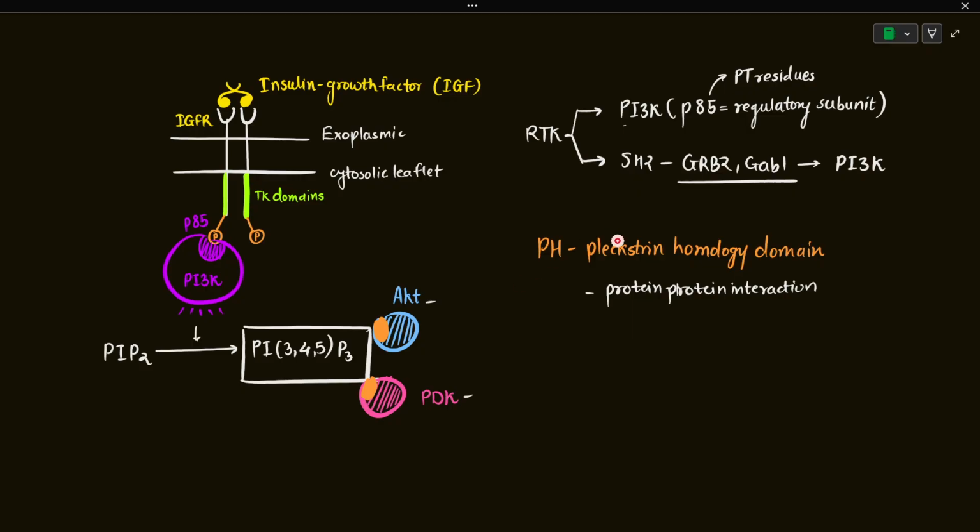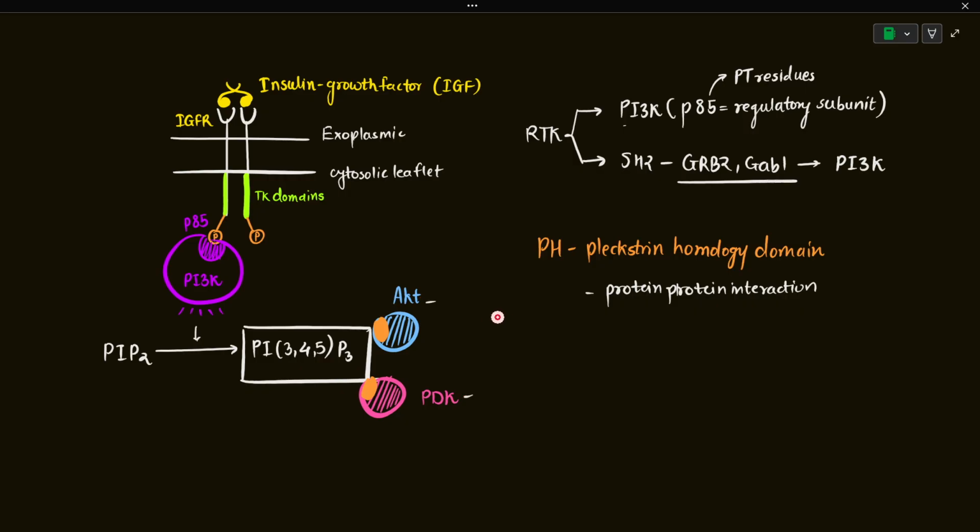So the PH domain was named plextrine homology because this domain was first identified in the platelet protein plextrine. So that is why it was named simply plextrine homology domain. Okay, so this PH domain is present in both AKT and PDK, and that is why both AKT and PDK will adhere themselves to PIP3, and they can do their own downstream signaling.